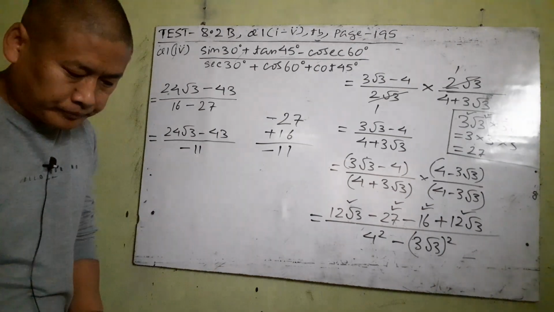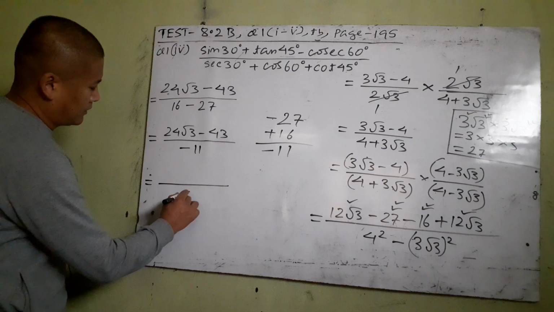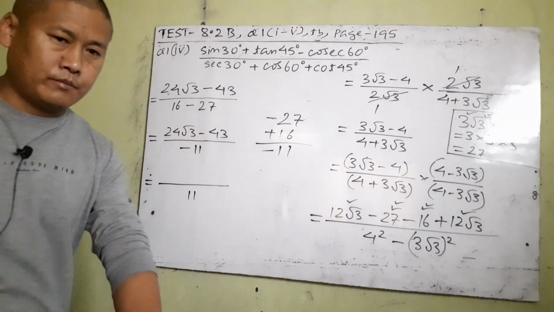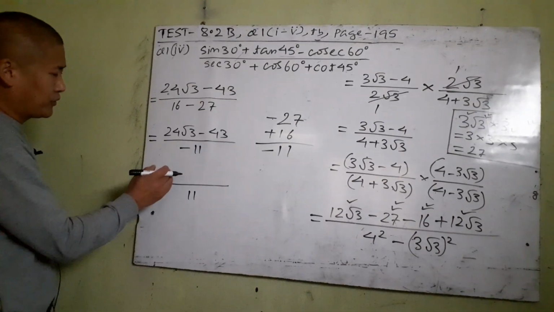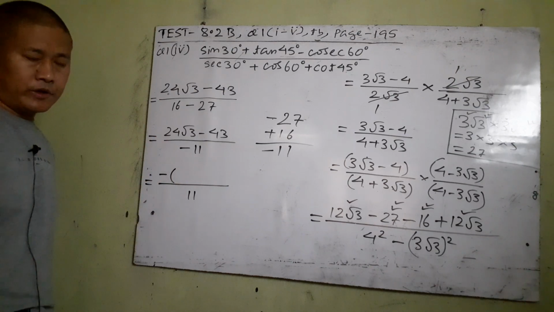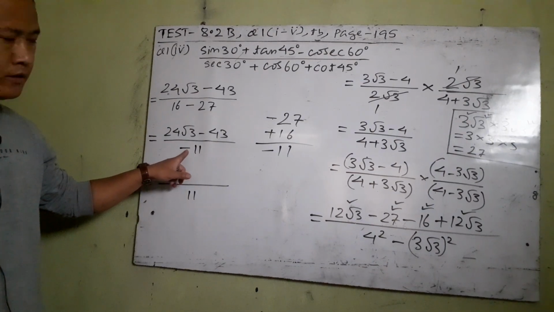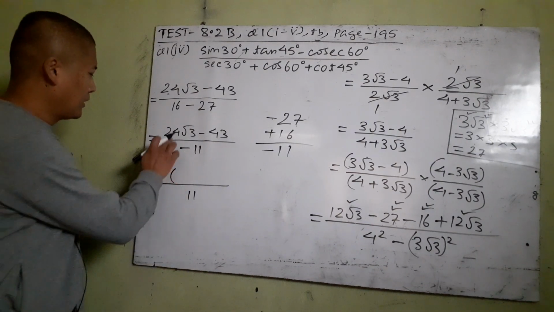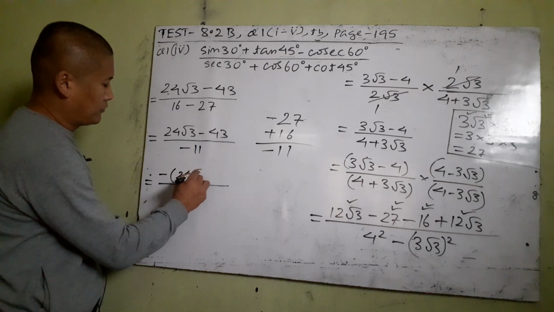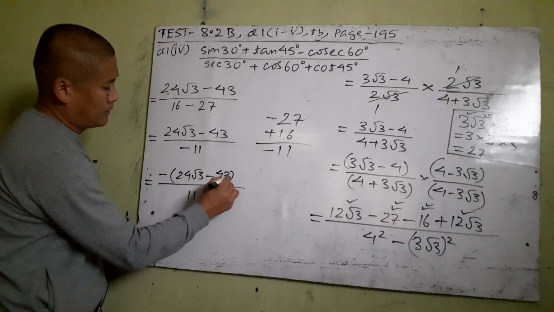Okay, so next here, as we said, even in an earlier numerical, just a few numericals ago, this minus has to be brought up. So we brought up, but we need to put a bracket, because our answer should be expressed normally without a minus or negative sign in the denominator. Same thing, 24 root 3 minus 43. So close your bracket.